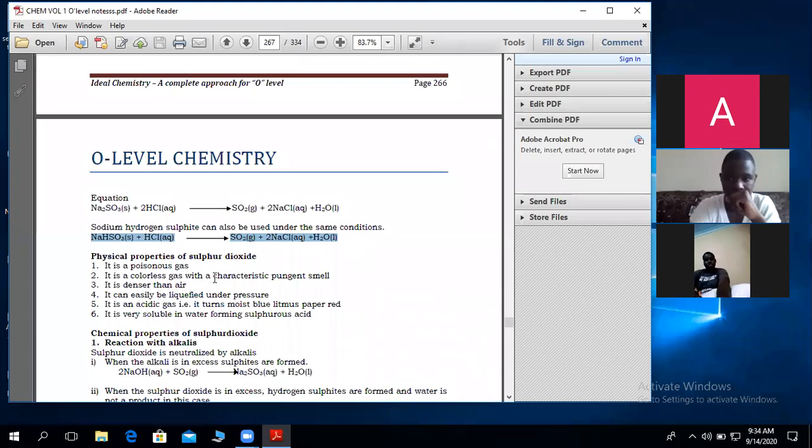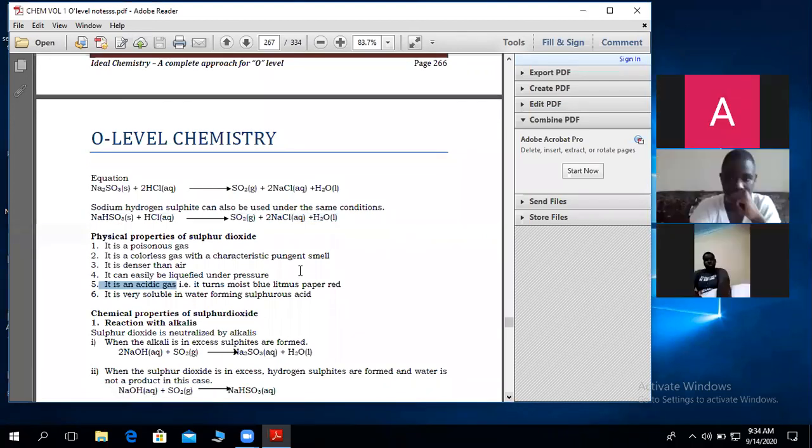Physical properties of sulfur dioxide gas. It is a poisonous gas. It is colorless with a characteristic pungent or choking smell. If you look for the meaning of the word pungent, it means a very bad smell. It is an acidic gas, so sulfur dioxide is an acidic oxide. We talked about it. It is very soluble in water, forming sulfurous acid.